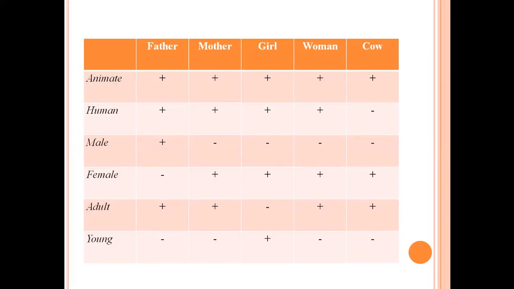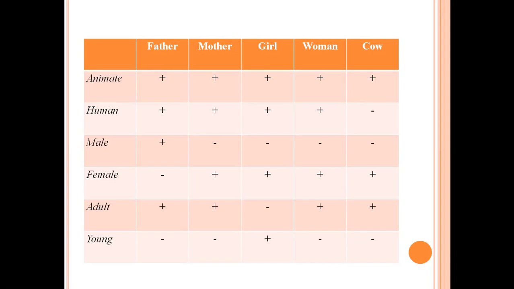I'm not talking about common gender. So if you look at bull versus cow, bull is masculine gender, cow is feminine gender. From that point of view, here cow is female. So when you look at the property of male, minus, but when you look at the property of female, plus. Now look at the property of female: father minus, mother plus, girl plus, woman plus, cow also plus, because cow is feminine gender.